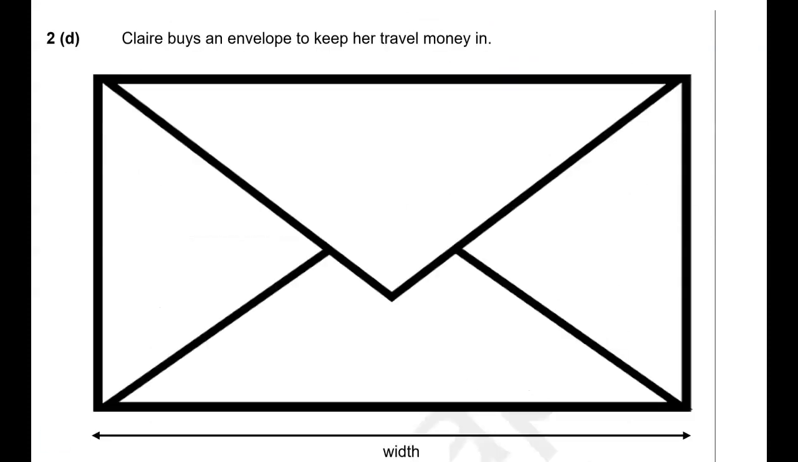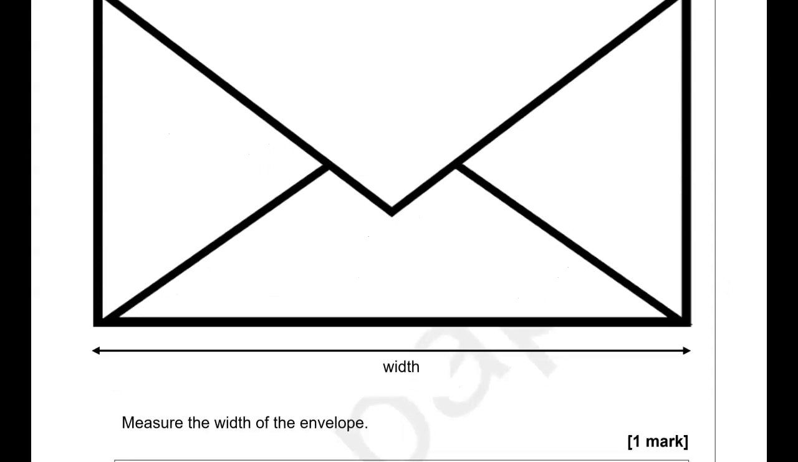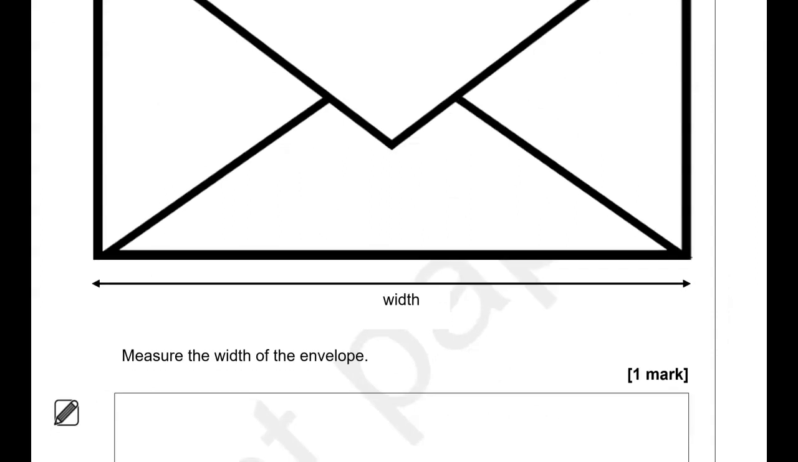Claire buys an envelope to keep her travel money in. Measure the width of the envelope. You'll need to use a ruler here, starting from 0 and seeing what that's equal to at the end, so what it measures. And on screen it looks much bigger than it actually is, so there is no point in doing that here, but when you do it on paper, the answer should be 16 centimeters.